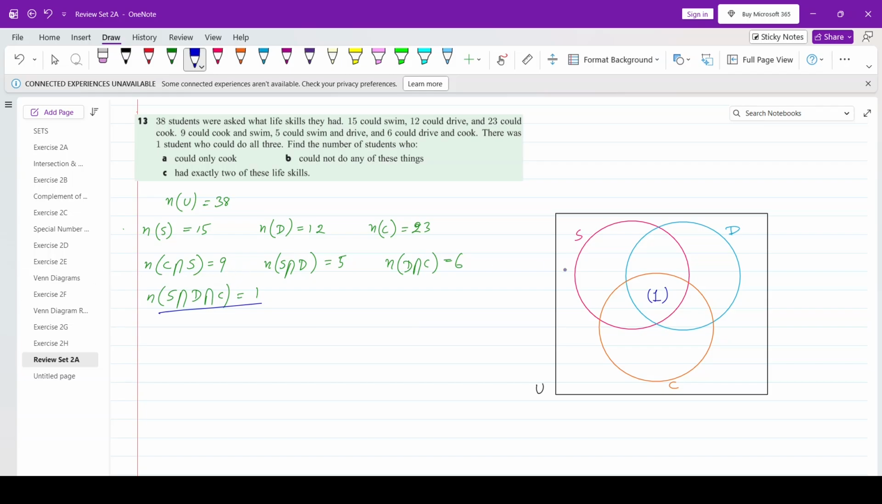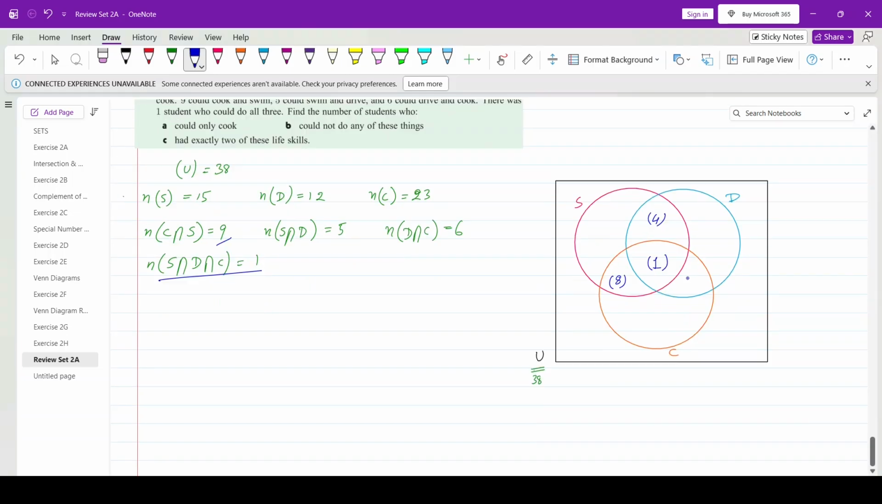Now C intersection S is this region. It has 9 elements, 1 is already written, therefore 8 is remaining. S intersection D is this region. It has 5 elements, 1 already written, so 4 is remaining. D intersection C is this region. It has 6 elements, out of which 1 is already written, so 5 is going to come here.